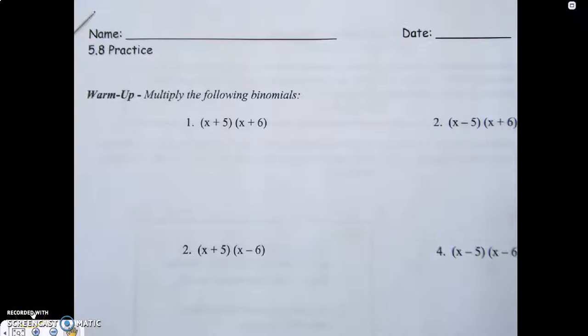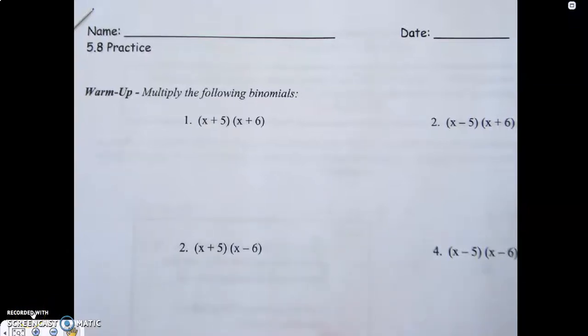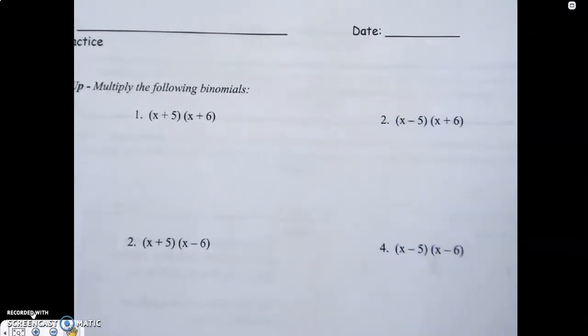Okay, so this is 5.8 practice. Before we start, we're going to warm up by multiplying a bunch of these binomials. So take a minute, pause the video, and just go through 1 through 4 and make sure you're good with multiplying binomials.